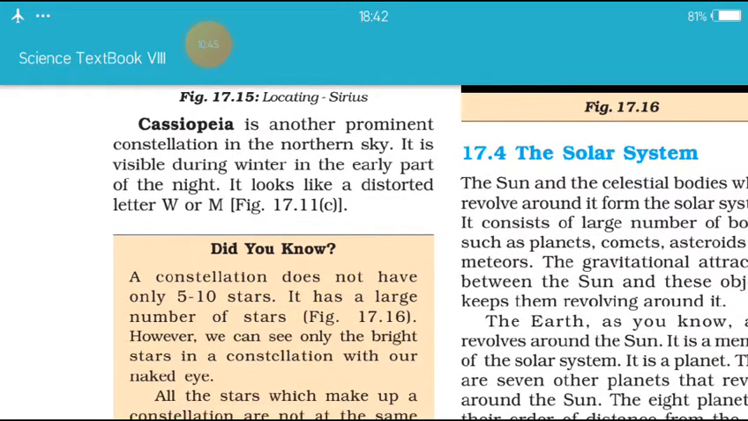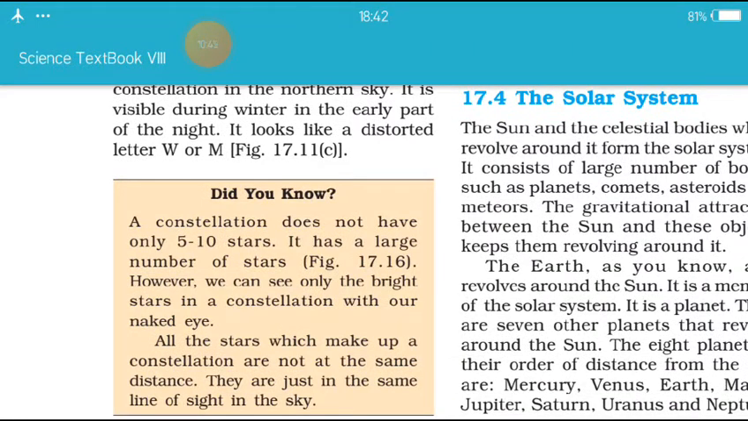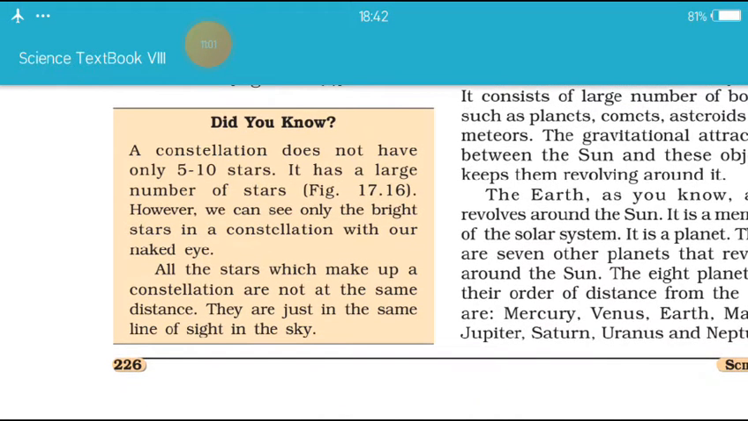Okay, did you know a constellation does not have only 5 to 10 stars. It has a large number of stars. However, we can see only the bright stars in a constellation with our naked eye. All the stars which make up a constellation are not at the same distance. Okay, distance between two stars is not the same. They are just in the same line of sight in the sky. जो हम डायरेक्शंस जो बताते हैं, जो इसकी लाइन बताते हैं वो सेम होती है but distance is not same.